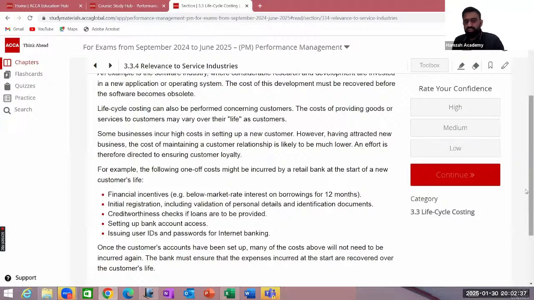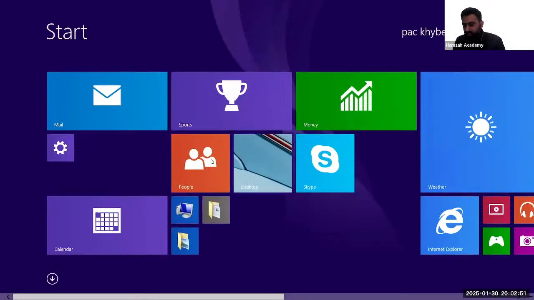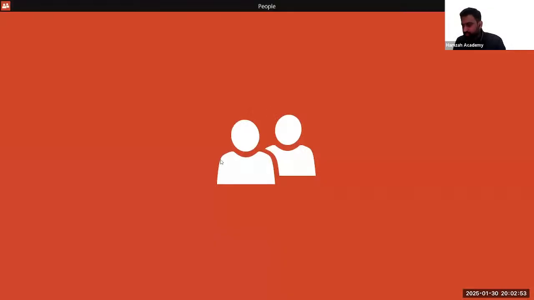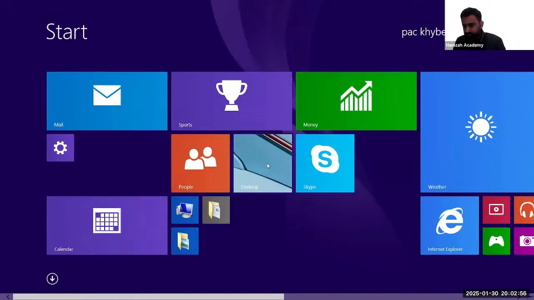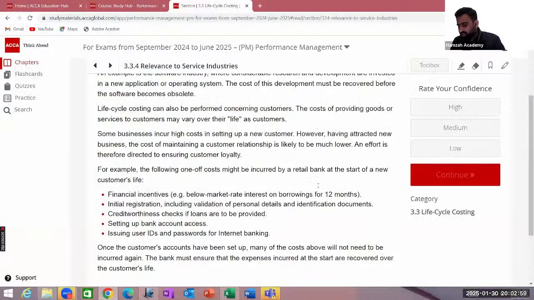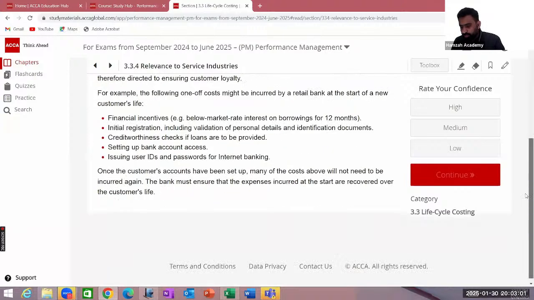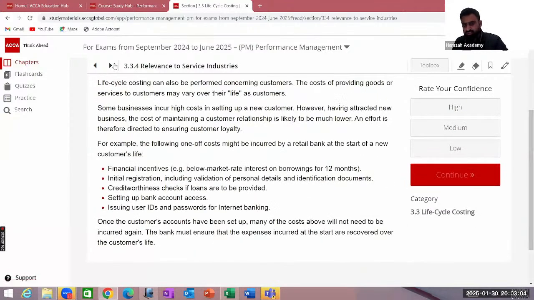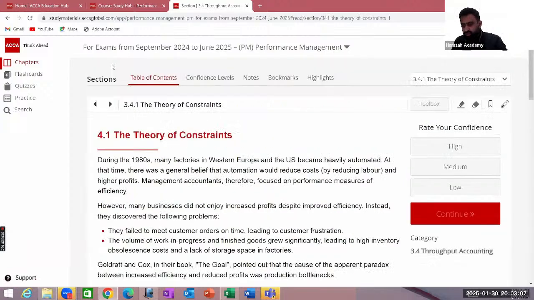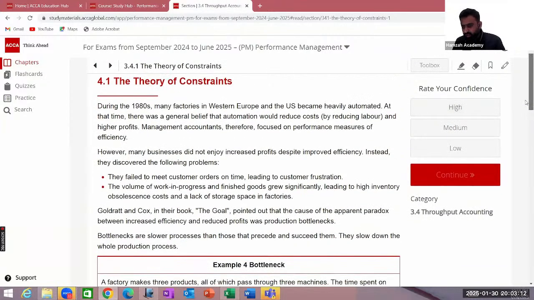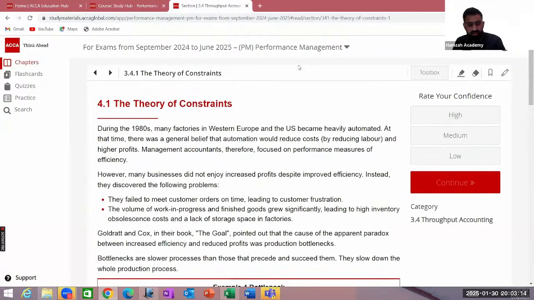Okay, so this was the concept of life cycle costing, which we use in management accounting or cost accounting. Now, first of all, we will do some practice questions on this concept, and then we will move towards a new topic, which I think is the next topic: the theory of constraints. But before that, we will take a break.